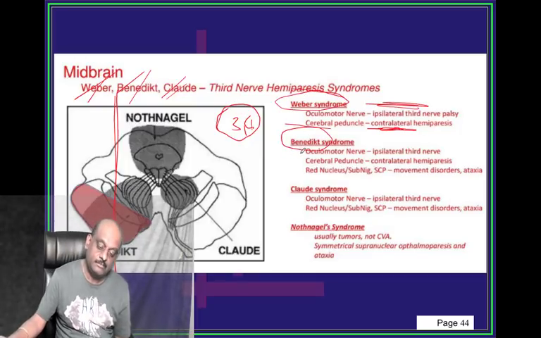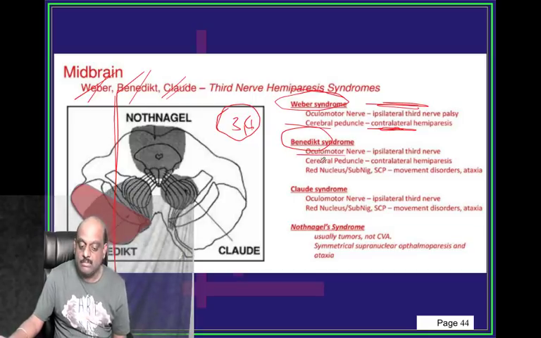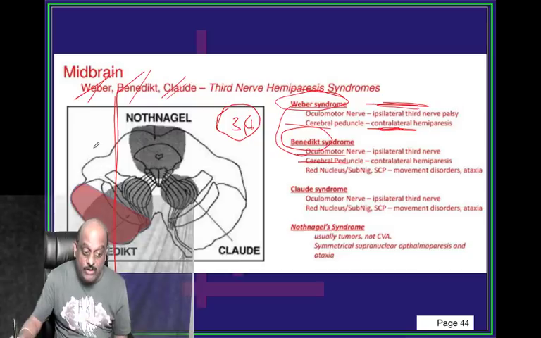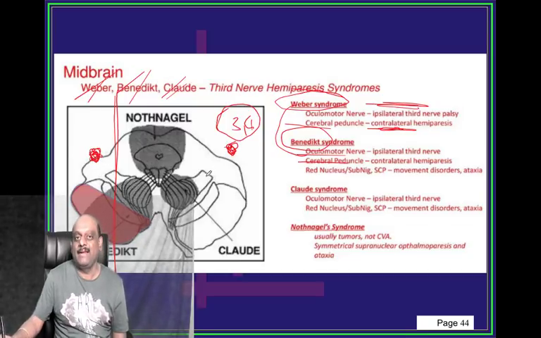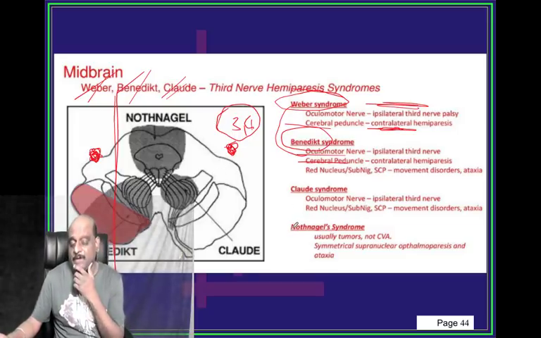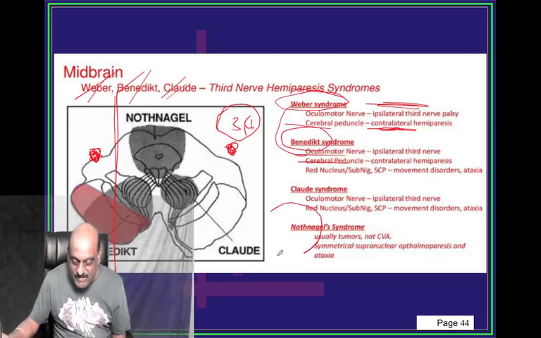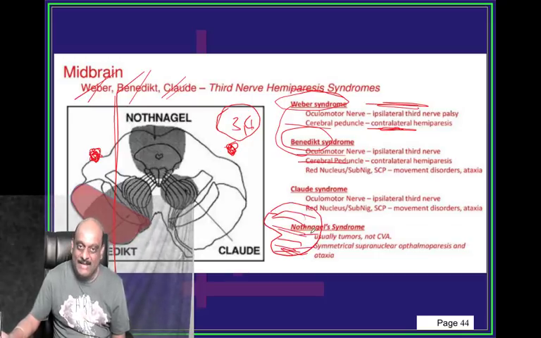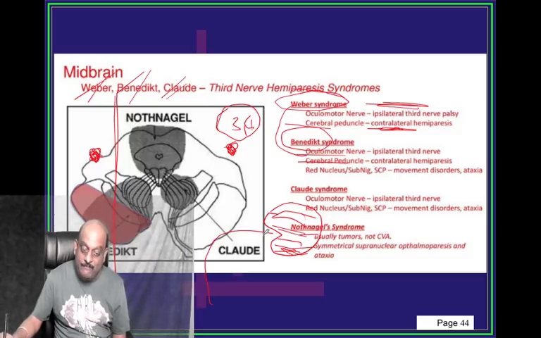Benedikt: oculomotor, cerebral peduncle, just like Weber. Additionally, there is a red nucleus in the midbrain. But what is this red nucleus doing? What is the function of the red nucleus? The cerebellum is a spy. The cerebellum gets all the information. Where have you kept your foot?